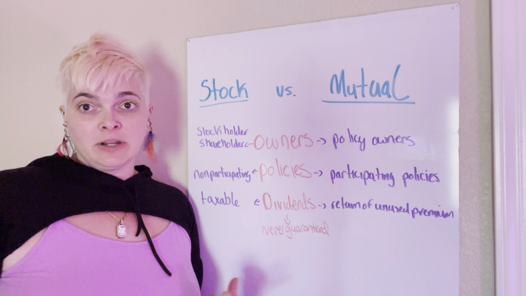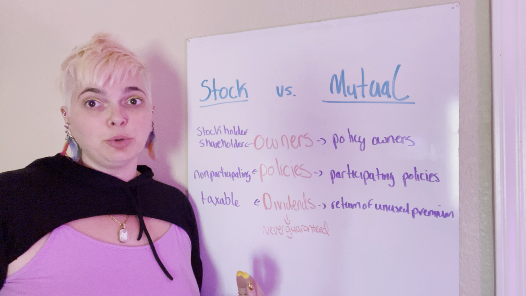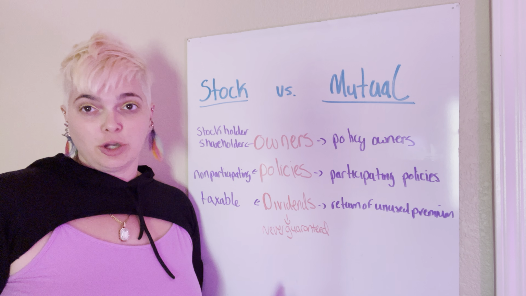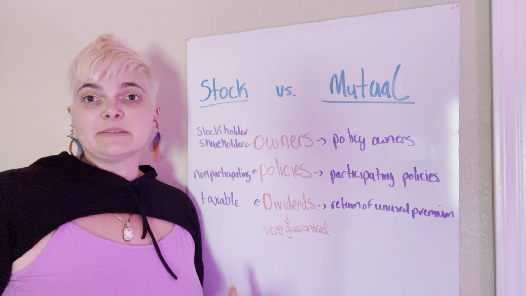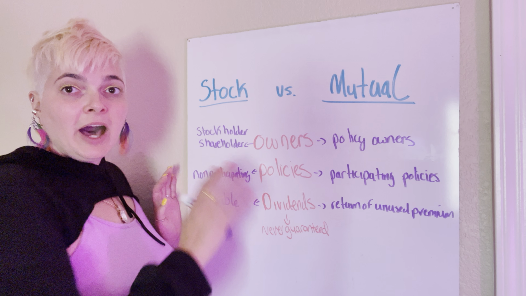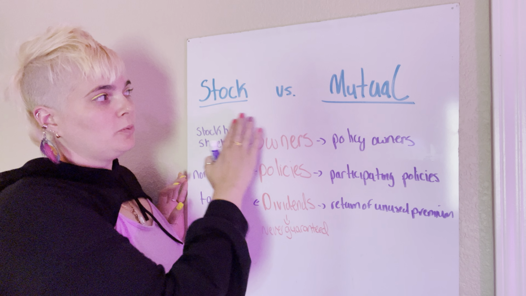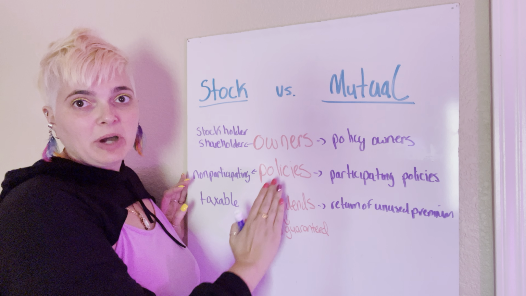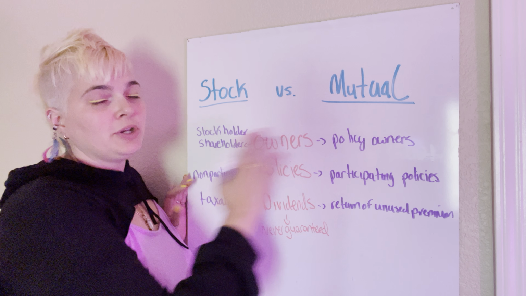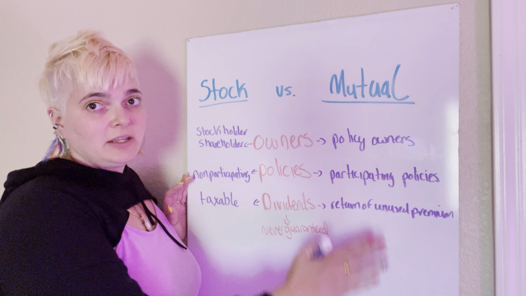Now, everything I have written on the whiteboard is all the very testable points. And if you simply memorize these points, you are good to go on the exam. So let me explain this a little bit. In a stock company, the company is owned. So with stock versus mutual, we have owners, policies, and dividends. And those are the three key things that they want you to understand the difference between stock and mutual.